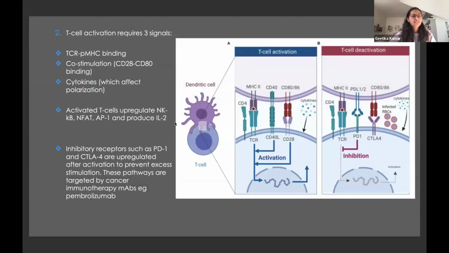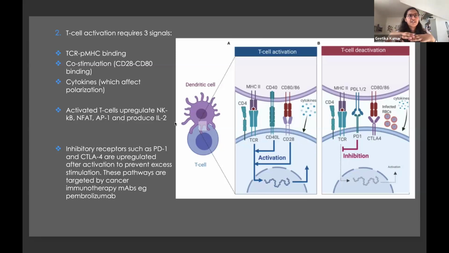Yeah, so once the antigen presenting cells have recognized and are presenting the antigen on their cell surface, they will interact with the T cells in the paracortical zone. This will then activate the T cells and stimulate them to differentiate into different subtypes to mount different immune responses. Activation of the T cells requires three signals, and all three signals have to occur together for the T cell to be activated.